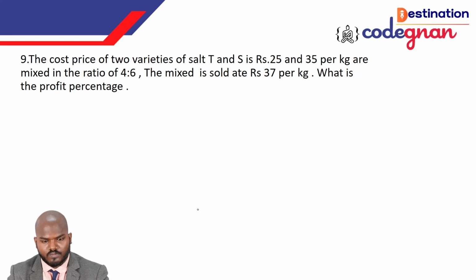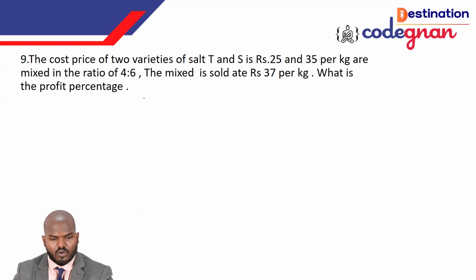Okay, and next one, you see this one, there is the cost price of two varieties of salt, and tea we can call it as what? That is 25 and 35 per kg, mixed in the ratio of 4:6. The mix is sold at 37 rupees per kg. What is the profit percentage, is the question.